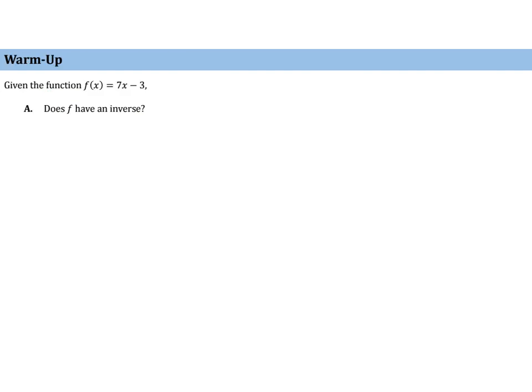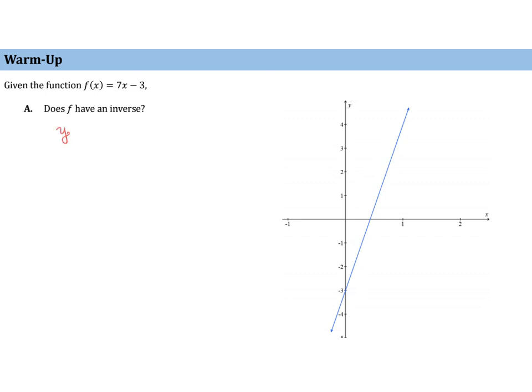So let's imagine that we have this function f of x equals 7x minus 3. Now we know this is a line. Does this function have an inverse? If we are to graph the function, notice that this function passes the horizontal line test, so therefore it's one-to-one, so therefore it has an inverse. So yes, it passes the horizontal line test.